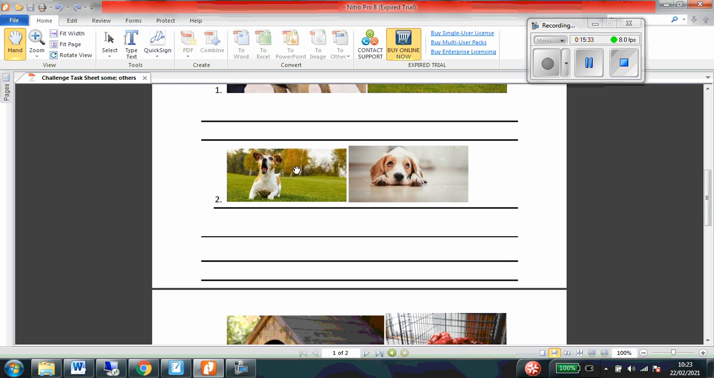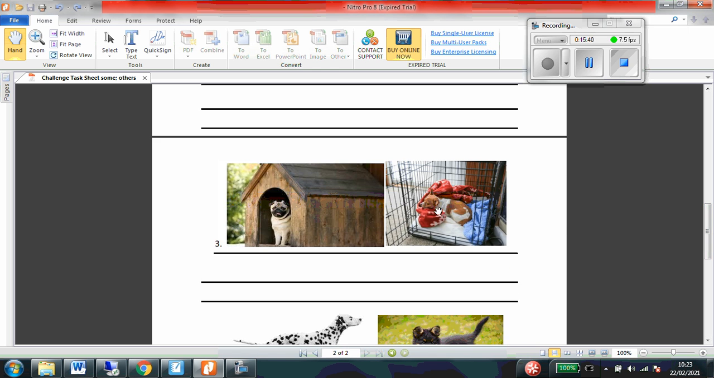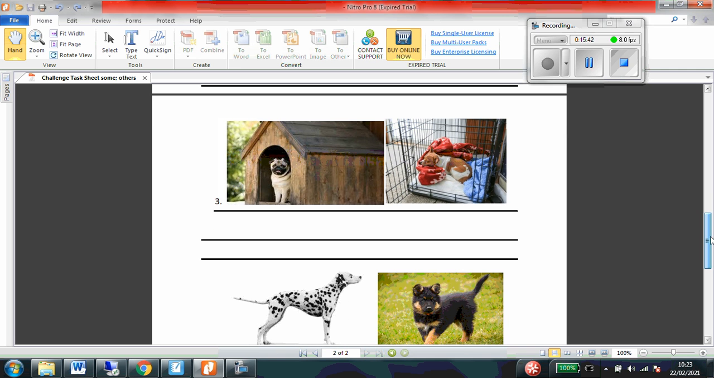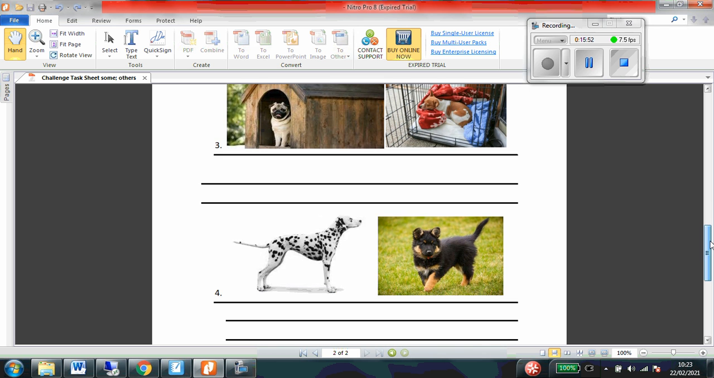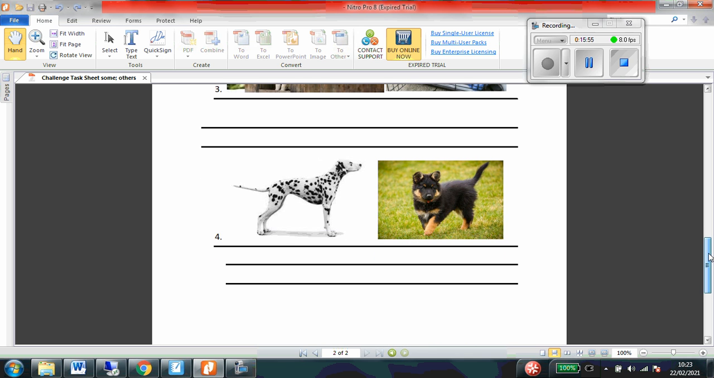Maybe on this one you might compare if they're very loud or if they're quite quiet and timid. On this one maybe you might compare where they sleep. Maybe in a kennel. Maybe they prefer to be in their cage. Maybe they might sleep on a dog bed. Or maybe they have a part of the sofa they like to sleep on. Perhaps you could do the size again. Maybe you could do the age. This one looks like a little puppy to me. Maybe you could do the markings. So this one has lots of spots. This one has some patches.